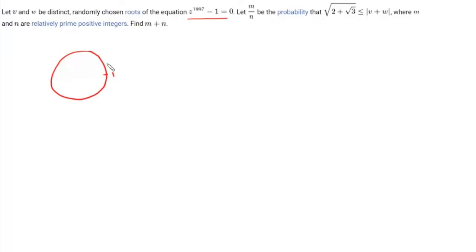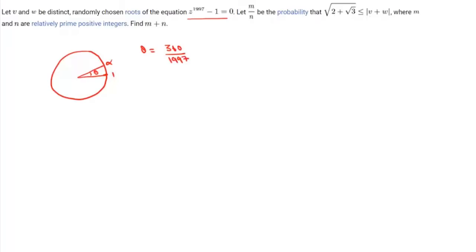Now one of the roots is 1, and then we have alpha, alpha square, and so on. If we find the angle between any two successive roots and suppose that is theta, this angle is given by 360 divided by 1997. So that is the smallest possible unit of angle. Now we need to choose two roots v and w such that mod of v plus w is greater than or equal to root 2 plus root 3.